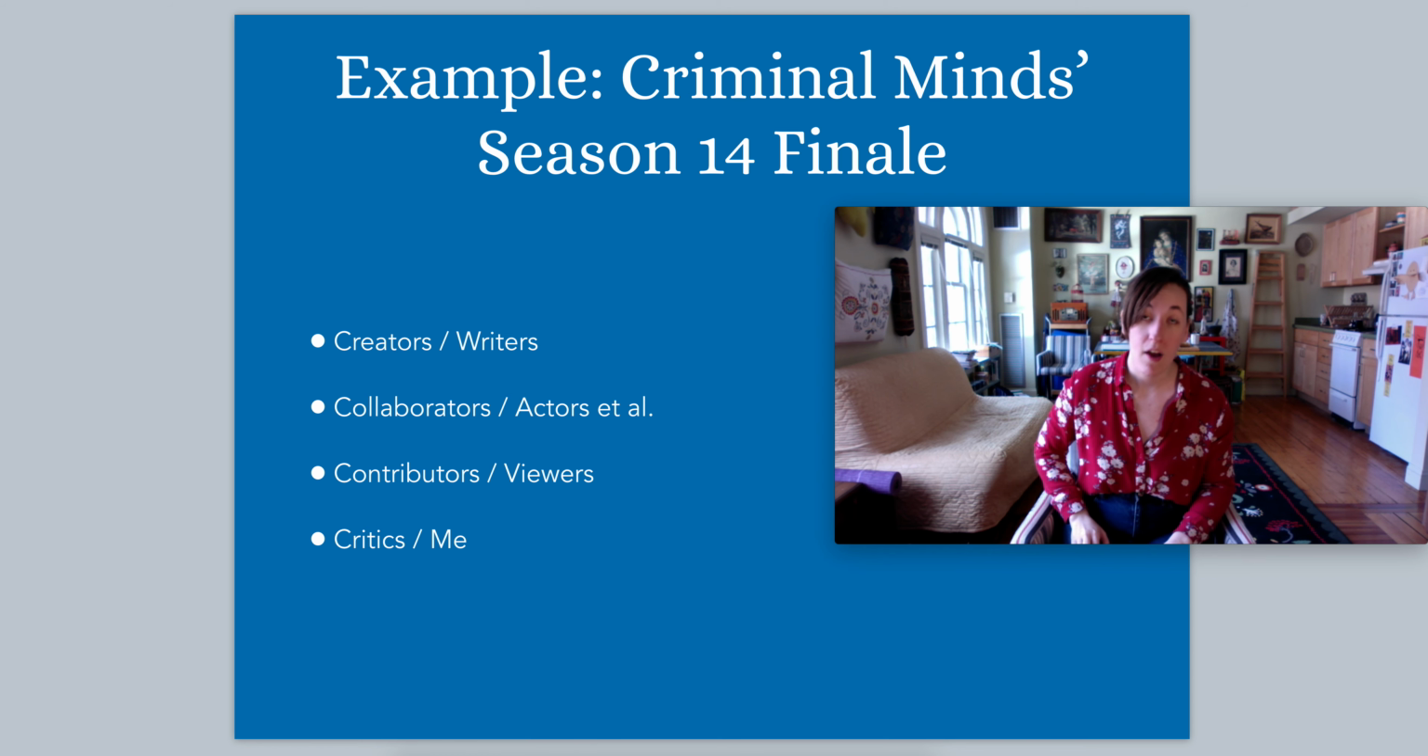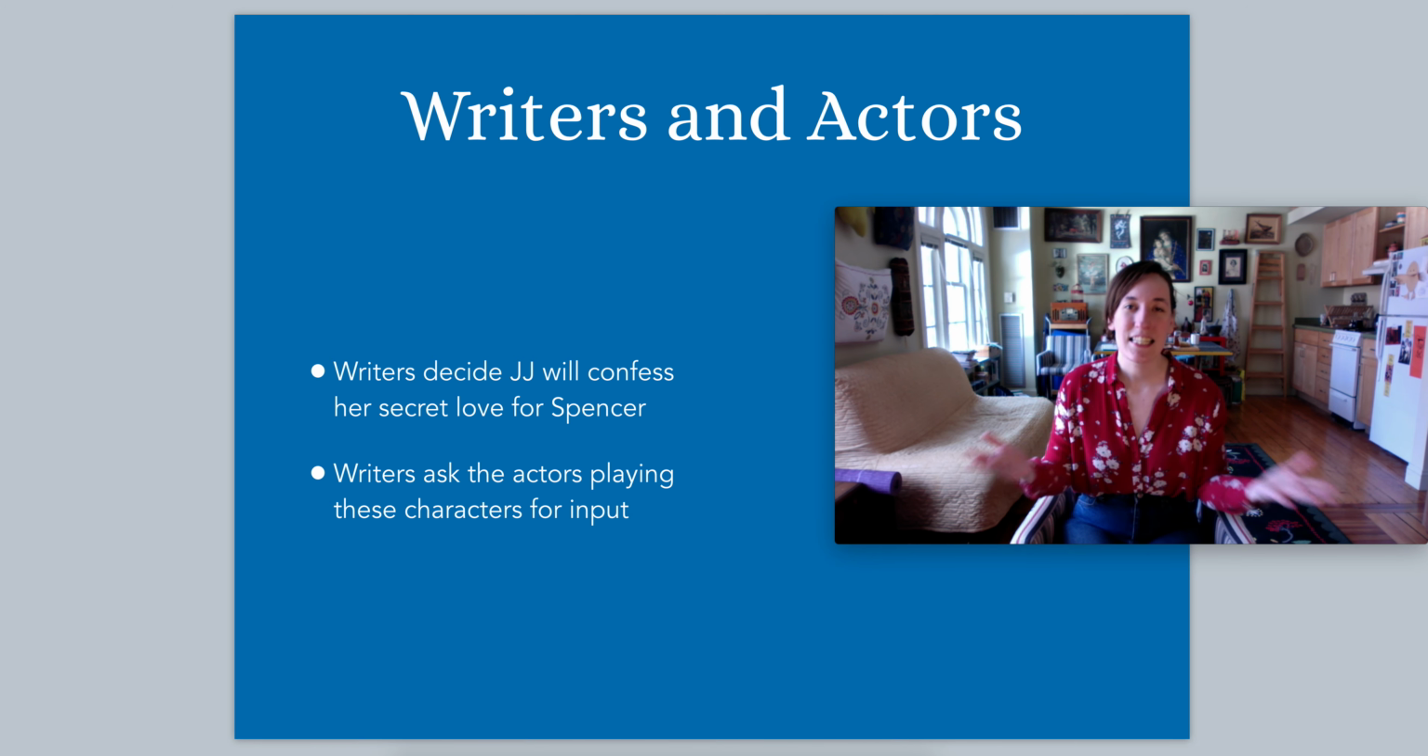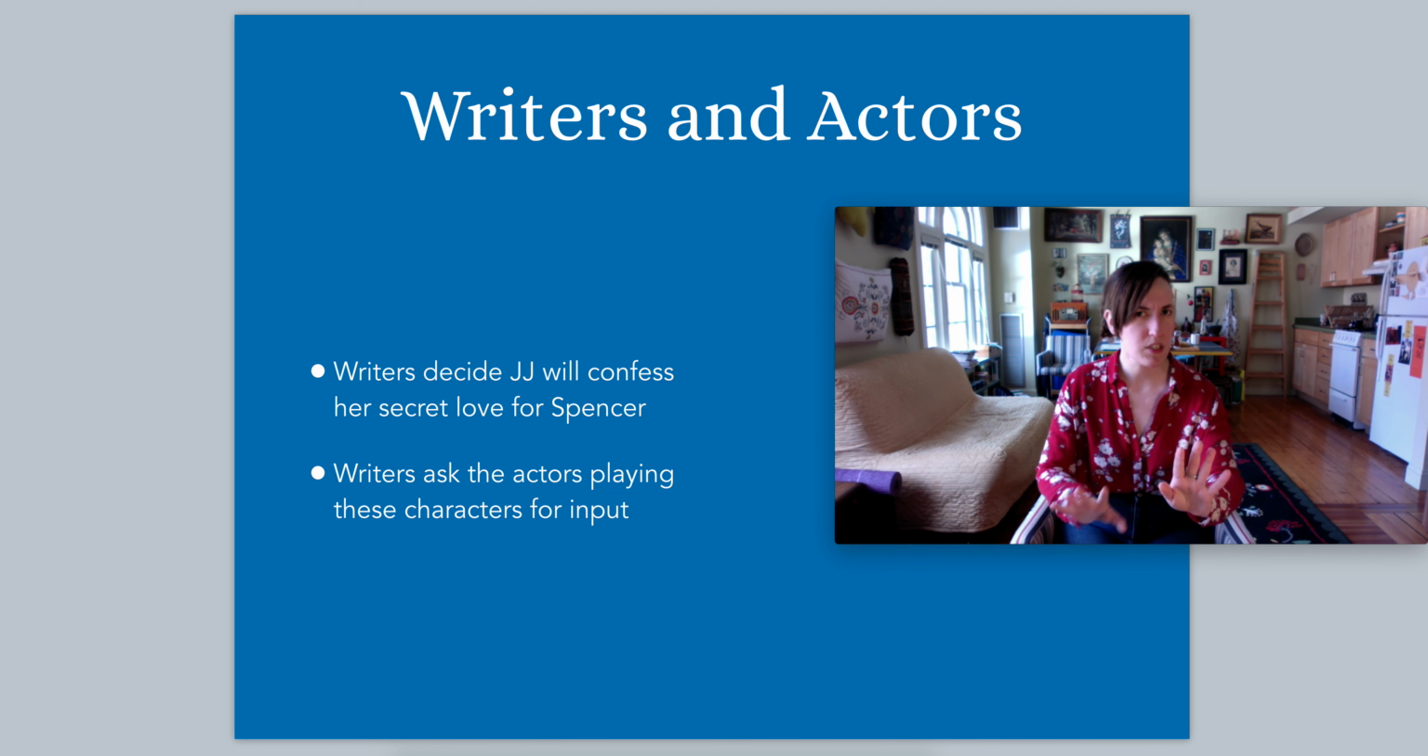We'll get to that. First up, the writers and the actors. So the writers had this idea that JJ would confess a secret love for Spencer Reid. Jennifer Jareau and Spencer Reid have been like best friends for the whole of the show. And so the production team was immediately wary of this, as we have heard in interviews since the episode aired.